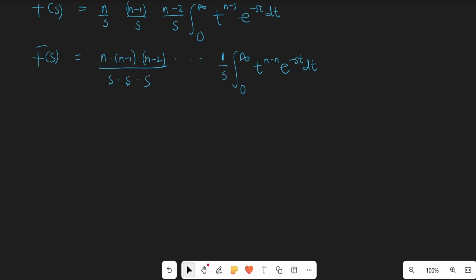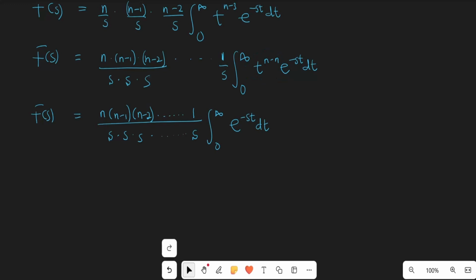Cool. So we have f of s, and this is equal to, so now we have n multiplied by n minus 1. This is multiplied by n minus 2. This one continues until 1. And then we are going to have s times s times s. And this one continues for n times. Then we are going to have the integral from 0 to infinity of e raised to the power negative st dt, because t raised to the power 0 is 1.